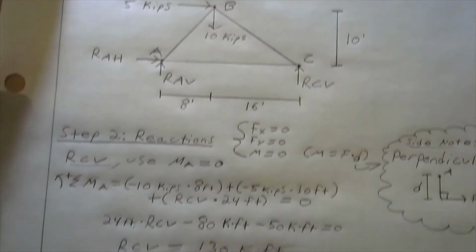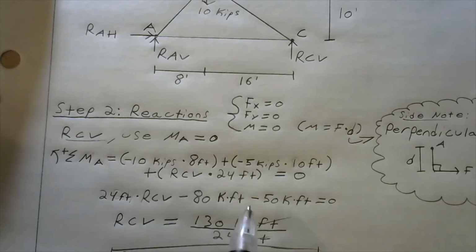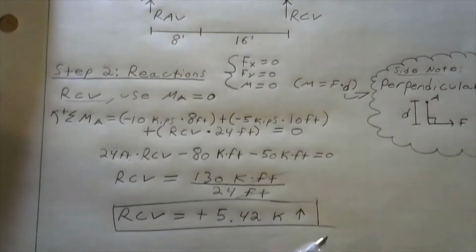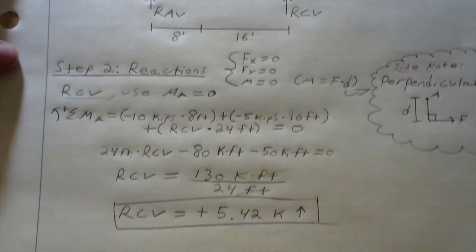So moving on through algebra, this is how you're going to calculate it. You're going to have this 24 feet times RCV, a negative 80 kip-foot, that's kips times feet, minus a 50 kip-foot. So you're going to calculate that up to this. You're going to get a positive 5.42 kips in the upward direction, and it's positive.